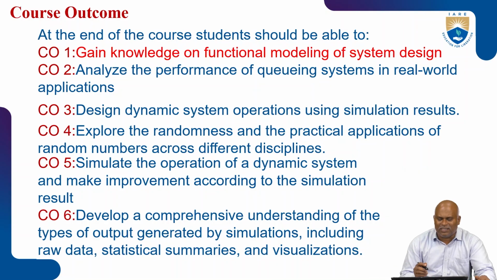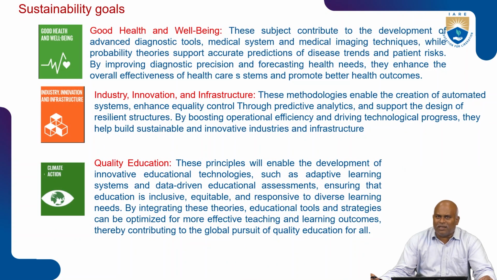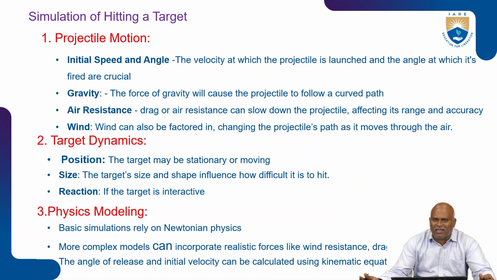The sustainability goals mapped with this topic are good health and well-being, industry innovation and infrastructure, and quality education. Target hitting depends upon the health as well as the well-being of the discrete event, and it is used for industry and infrastructure development. At the same time, it contributes to the quality of education for the future. The simulation of hitting a target is differentiated into 5 steps.